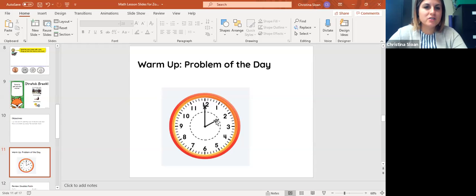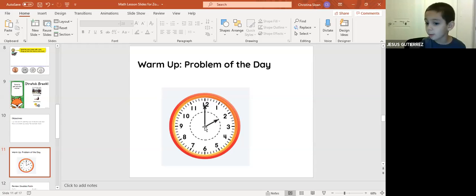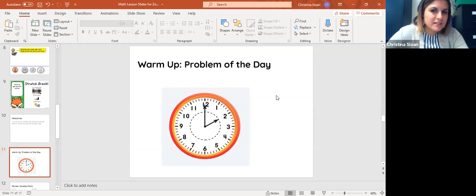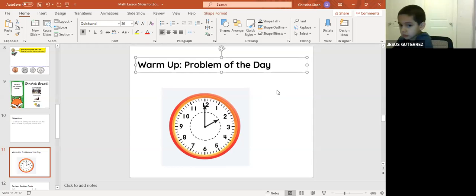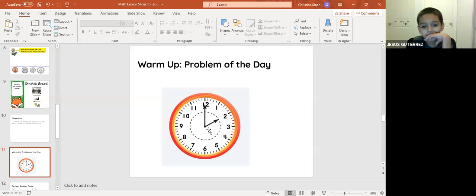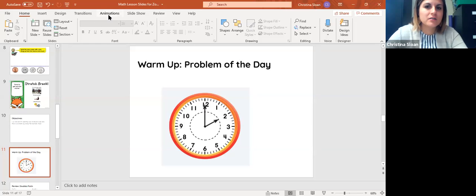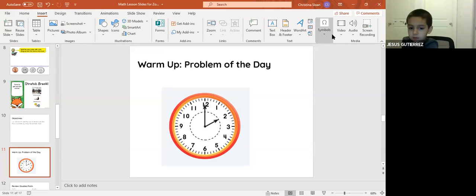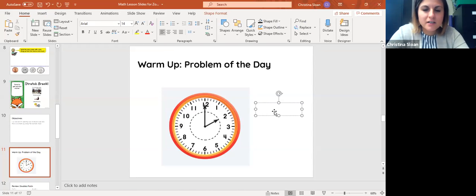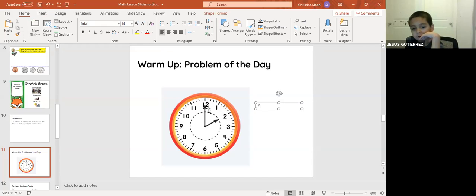Very good. And what about the short hand? The hours. The hour. Very good. So what hour is it right now? What number is the little hand pointing at? 2. Very good. So we know that the hour right now is on the 2. And what about the minute? What is the long hand for the minute pointing at? 12, so it's 2 o'clock.